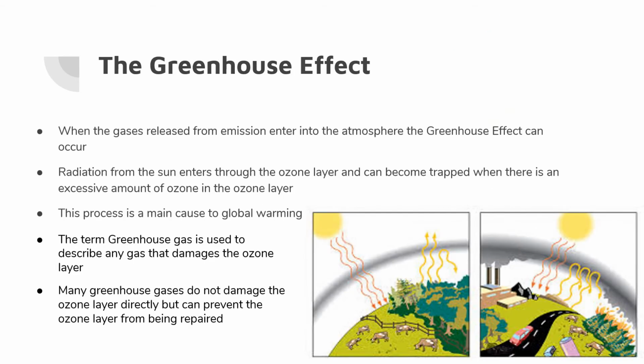When the gases are released from the emission into the atmosphere, the greenhouse effect can occur. When this happens, radiation from the sun enters through the ozone layer and it can become trapped when there is an excessive amount of ozone. This process is a main cause of global warming. The term greenhouse gas is used to describe any gas that damages the ozone layer. Many greenhouse gases do not damage the ozone layer directly, but can prevent the ozone layer from being repaired.